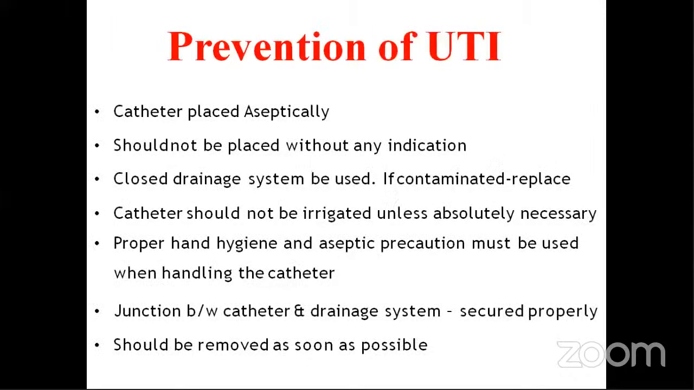How will you prevent UTI? Place the catheter aseptically, should not be placed without any indication. Closed drainage system should be used. If contaminated, replace it immediately. Catheter should not be irrigated unless absolutely necessary. Proper hand hygiene and aseptic precautions must be used when handling the catheter. Junction between the catheter and the drainage system should be secured properly and the catheter should be removed as soon as possible.